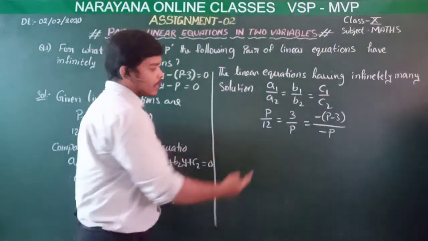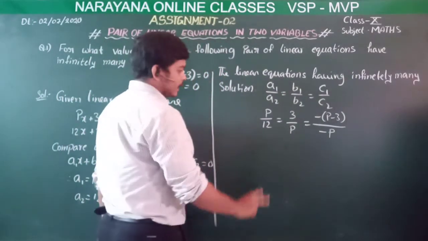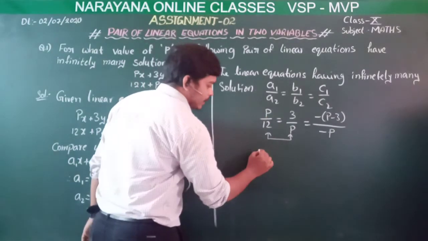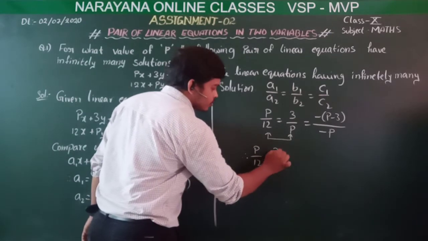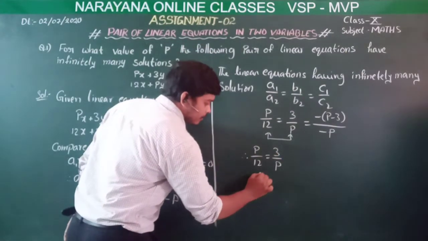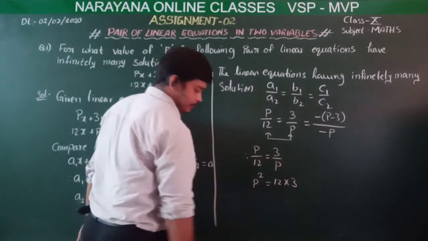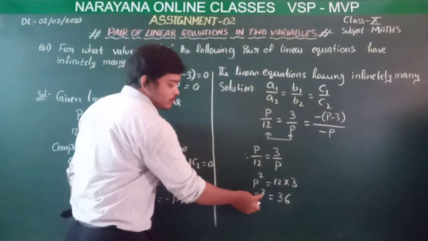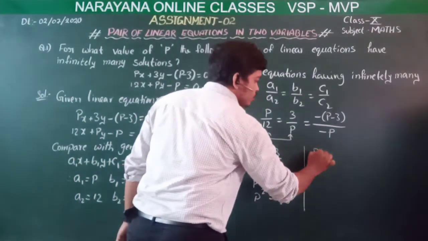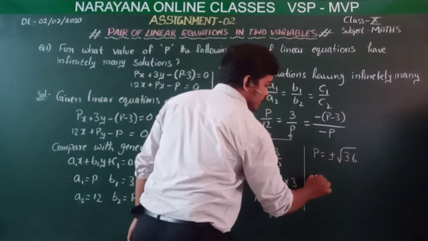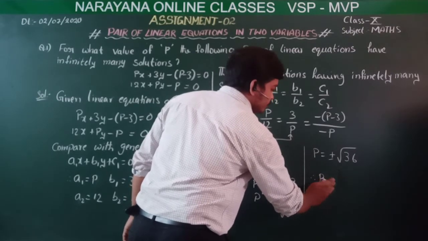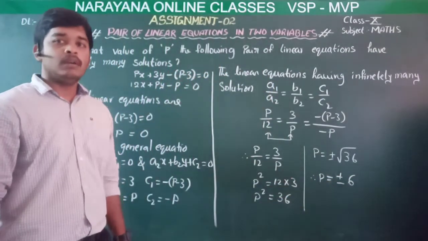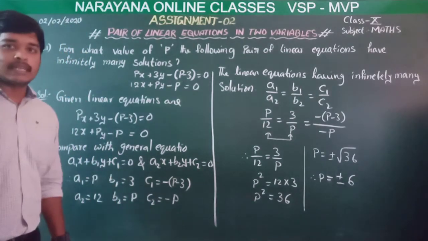See children, you should compare any two of these. I'll compare these two conditions, that is a1 by a2 is equal to b1 by b2. Therefore, p by 12 is equal to 3 by p. Do cross multiplication. Then p into p, p square, equals 12 into 3, which is 36. Send the square to the right hand side. Then p is equal to plus or minus root 36, which is plus or minus 6. So take p value as plus 6 or minus 6, then the condition will be satisfied.